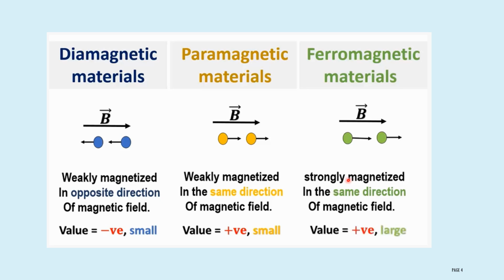In the case of a ferromagnetic material, if you place a ferromagnetic material in the magnetic field, then it will be strongly magnetized in the same direction as the magnetic field. Therefore, same direction, its value is positive. It will be strongly magnetized, therefore its value is very large.